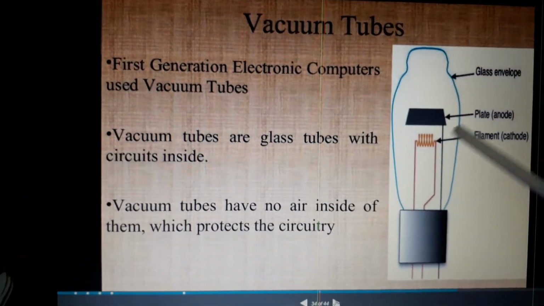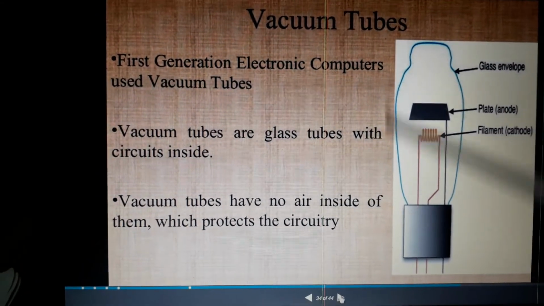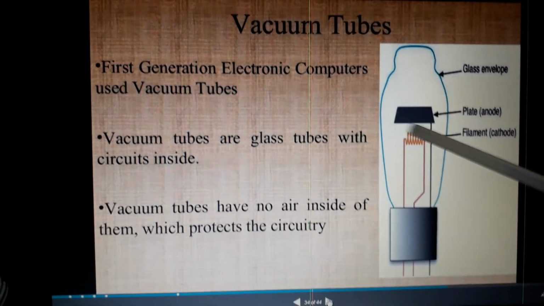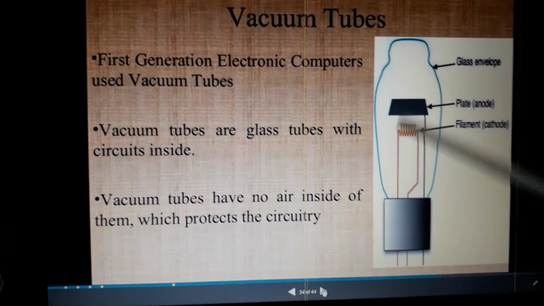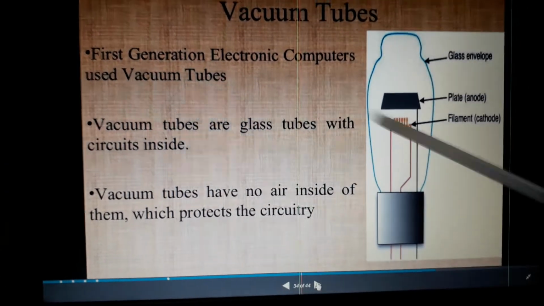Okay, now see, this is a vacuum tube. A glass tube with one anode, plate, and cathode. So the filament starts, electrons start going and reach there, and it glows fully, likewise.